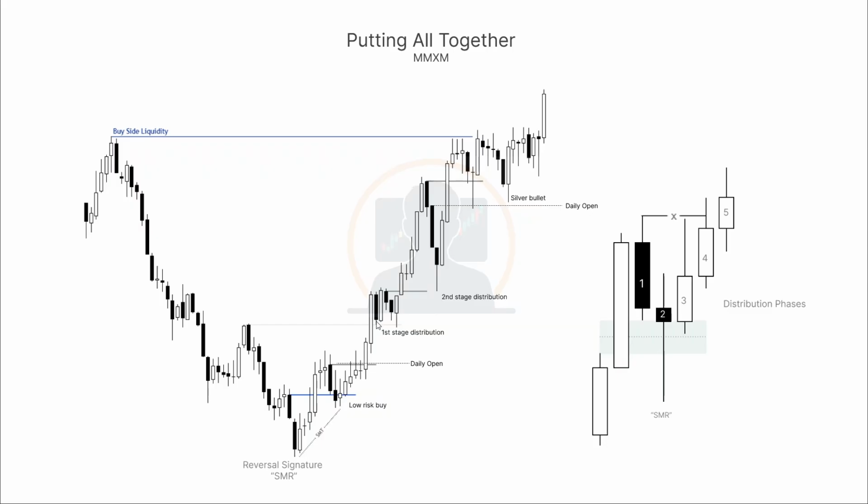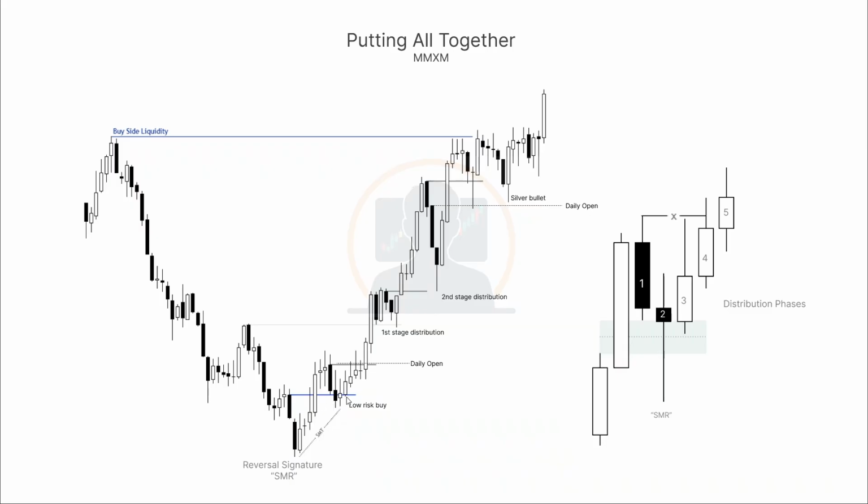Once we manipulate the consolidation leg, we get another phase of expansion followed by a retracement, which is the second stage distribution. After the retracement, we get another expansion followed by consolidation, then completing our market maker buy model with a silver bullet. So once again, we have the smart money reversal, which is expansion followed by an SMT confirming the reversal.